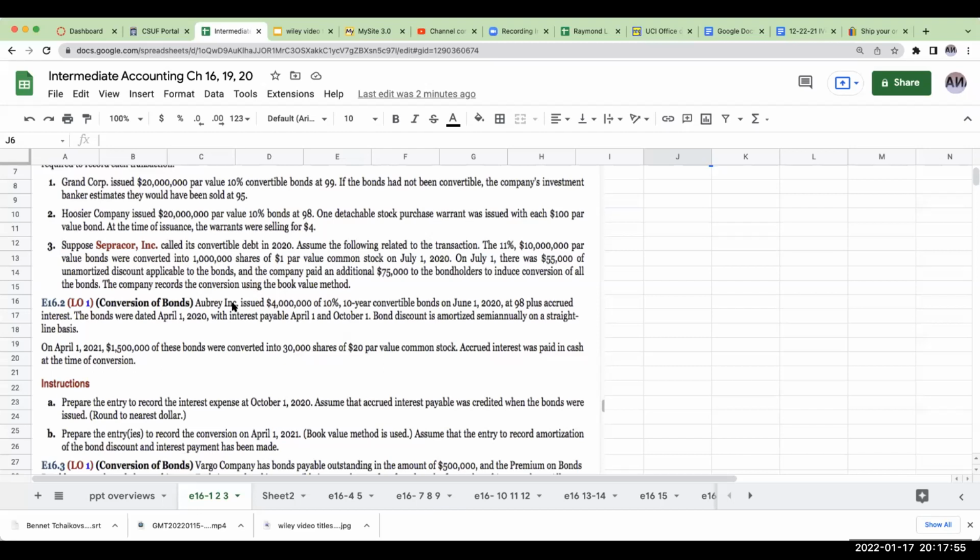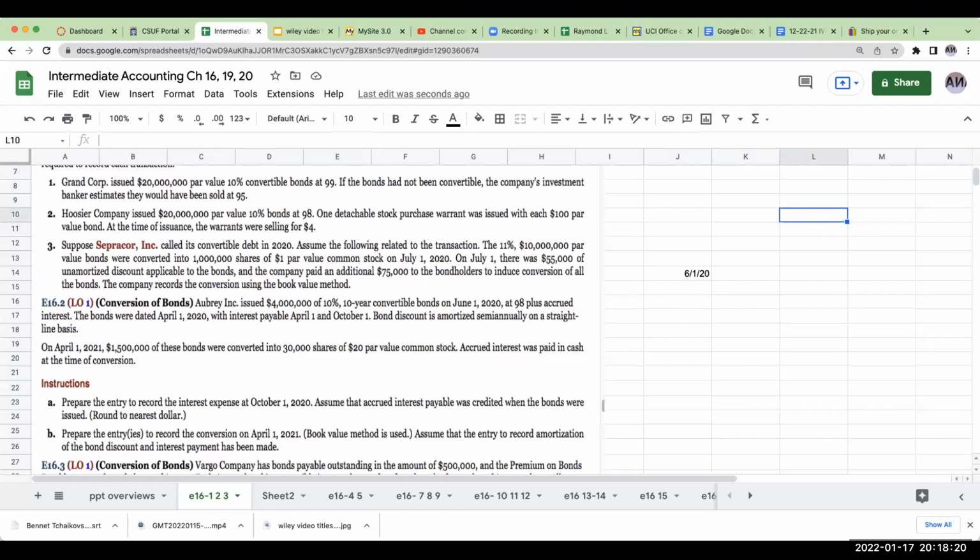So the first thing we're going to do is prepare the entry to record the interest expense, but I don't even want to do that. I want to do the initial entry for these bonds because it's going to be a good review from chapter 14. So what did we do on June 1st, 2020? I issued these bonds at 98 plus accrued interest.